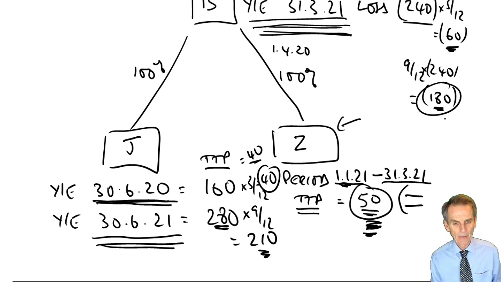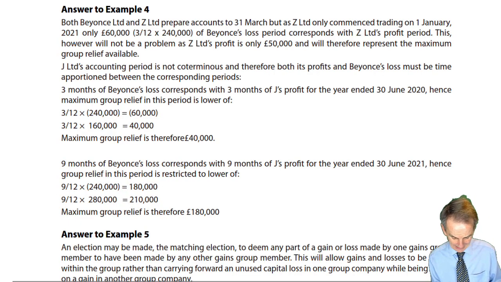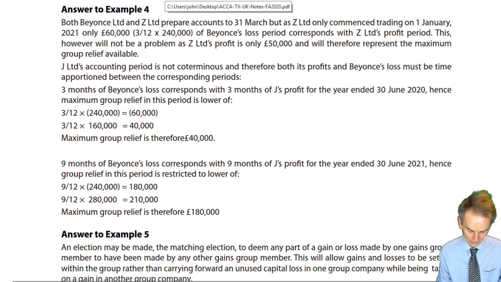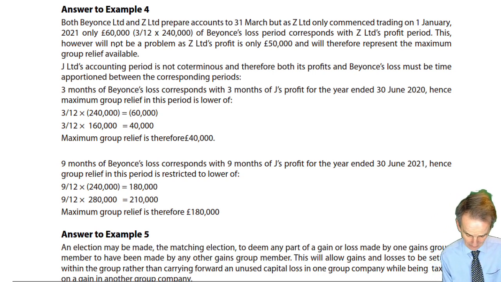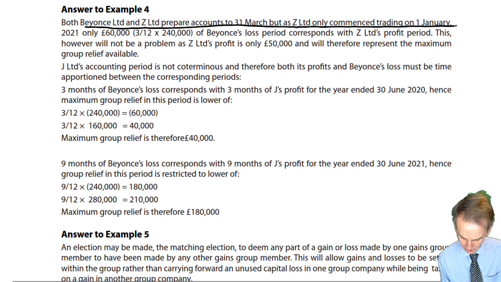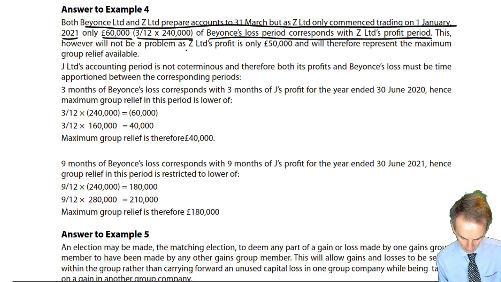All we've done here is to work out what the maximum claims would be in the profit makers for the relevant accounting periods of the profit maker. That again can be seen here in terms of the work that we've shown in the answer. Both Beyonce and Z Limited prepare accounts to March, but Z only started to trade on the 1st of January 21. Therefore, only 60,000, 3/12 of Beyonce's loss, corresponds with Z's profit period. However, that will not be a problem as Z's profit is only 50,000 and will therefore represent the maximum group relief available.